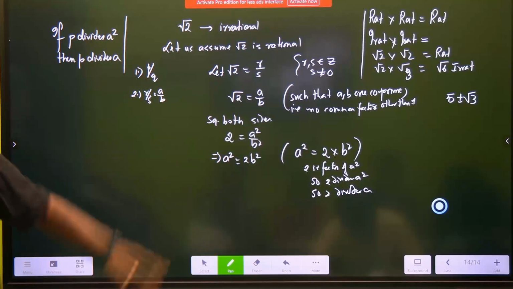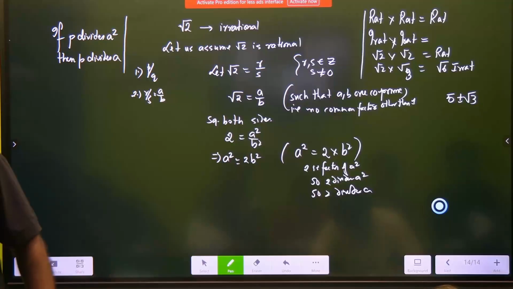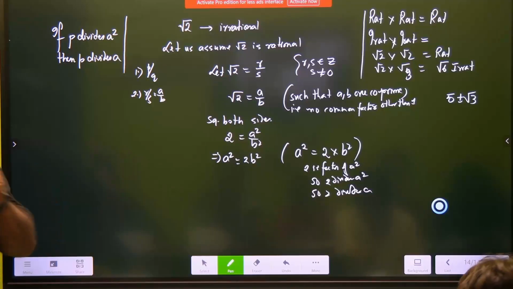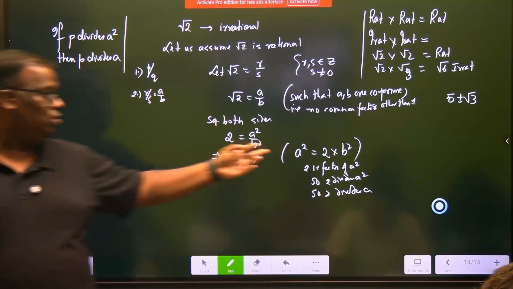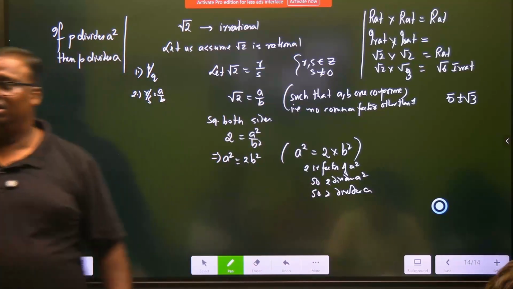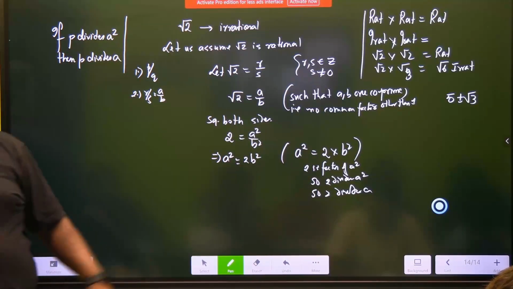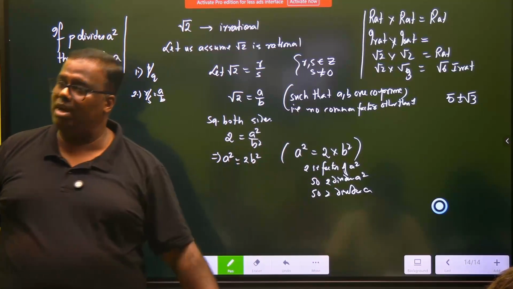यहीं पे बच्चे भूल जाते हैं एग्जाम में जाके. So we will square both sides and we will get 2 is equal to a square by b square. So we can write a square is equal to 2 into b square. That means the factorization of a square reveals 2 as one of the factors. That means 2 divides a square. And if 2 divides a square, 2 should divide a.